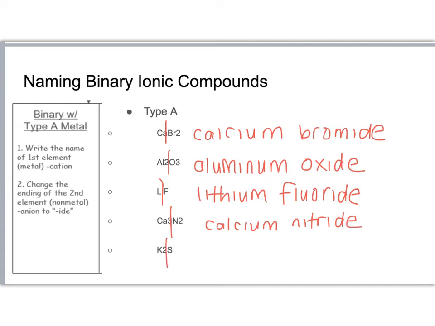And lastly, K is potassium. And S is sulfur. We're going to drop the ending and we're going to add "ide." Notice when we name binary ionic compounds that the subscripts are important in the chemical formula, but they are not important to the name.